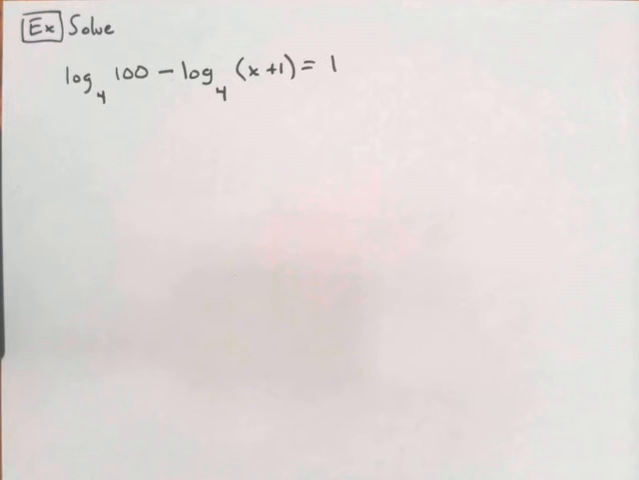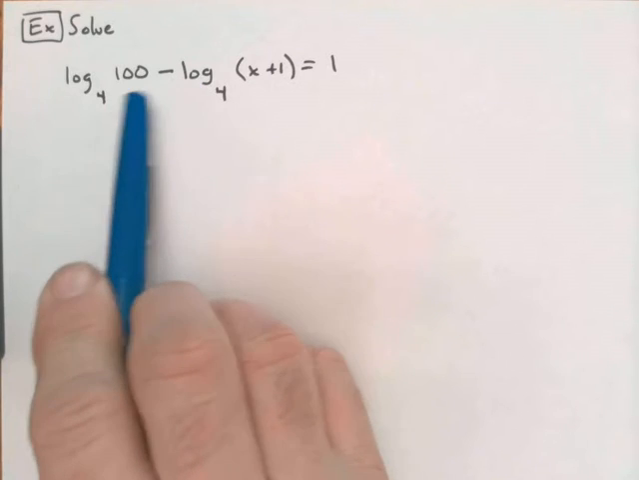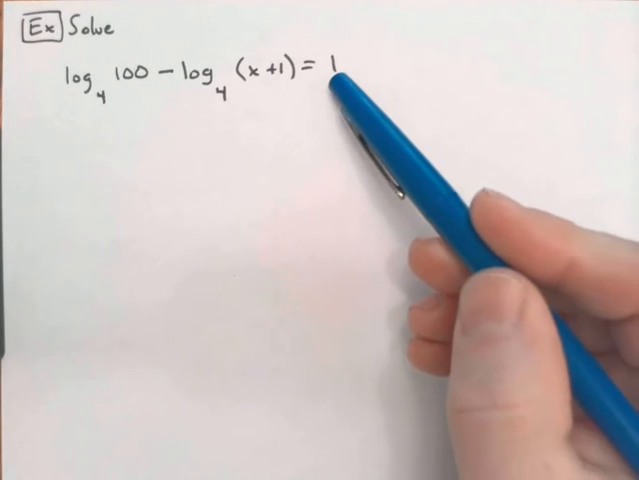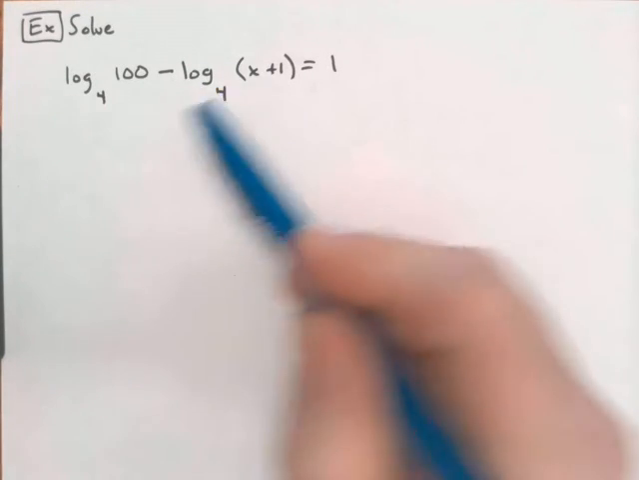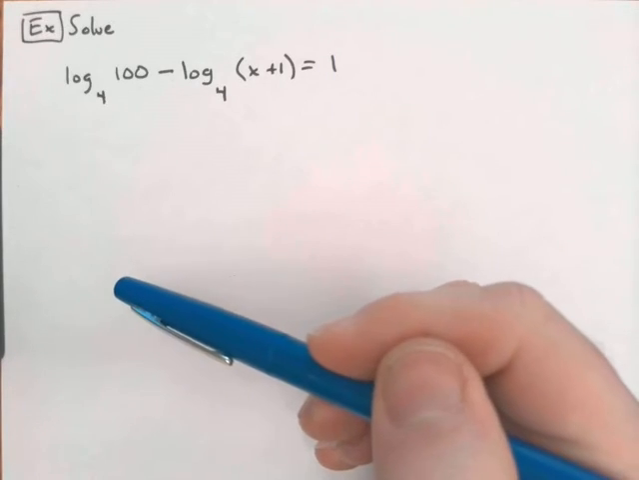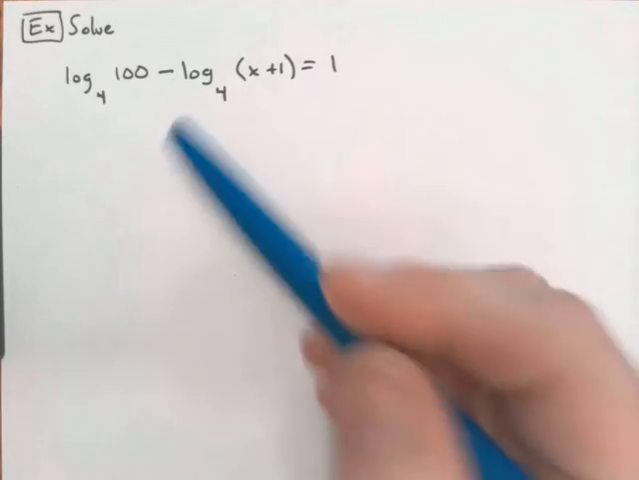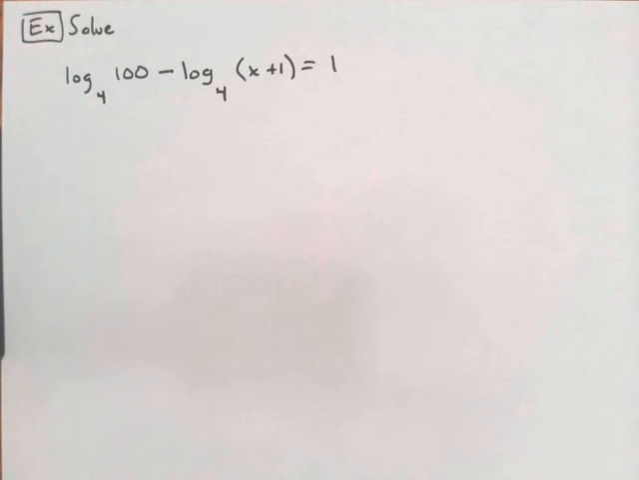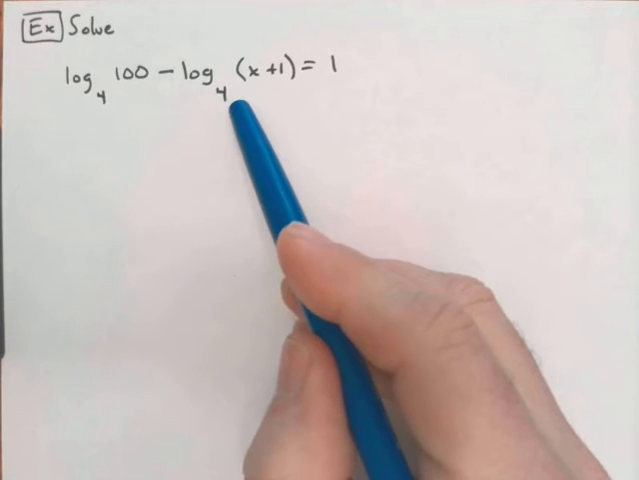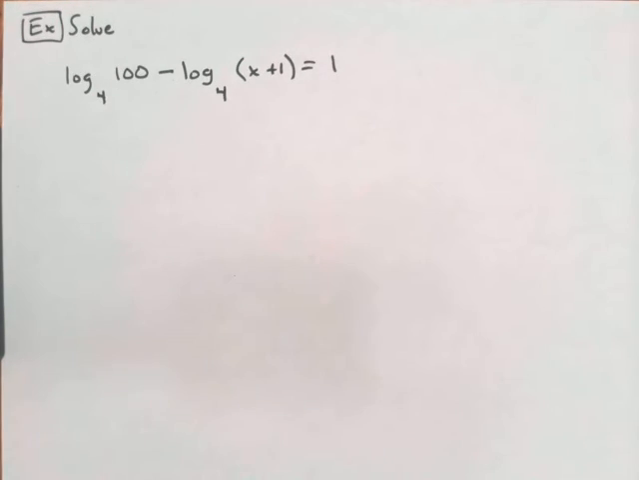When you have a problem that has multiple logs, the process that you should use to solve it should be to get all of the logs on one side of the equal sign, and anything that does not have a log in it on the other side. So this one's ready to go, but we could need to add or subtract some values on each side so that all the logs are over here on the left and anything without a log over on the right.